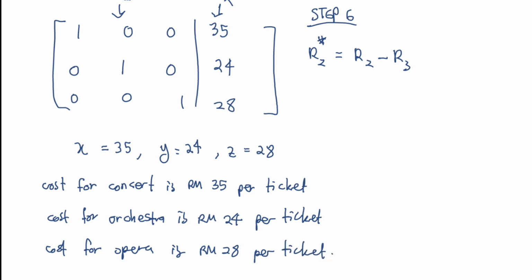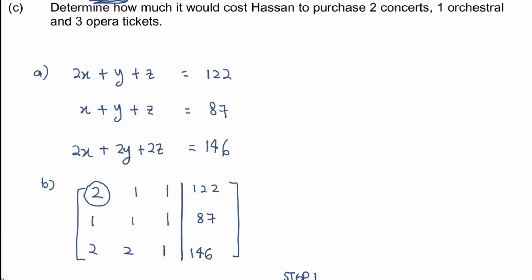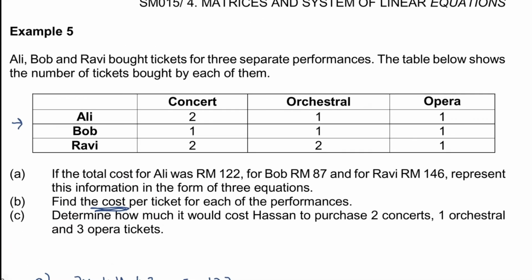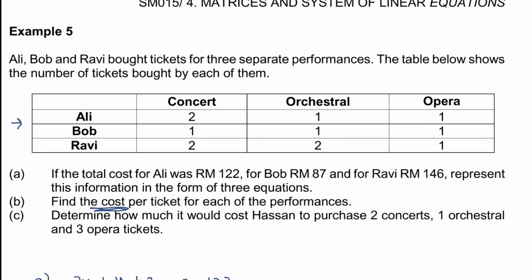That is the application of the Gauss-Jordan method and matrices in real life problems. Understand? And then for the last question, the question asks you to determine how much it would cost Hassan to purchase 2 concert, 1 orchestra and 3 opera tickets.